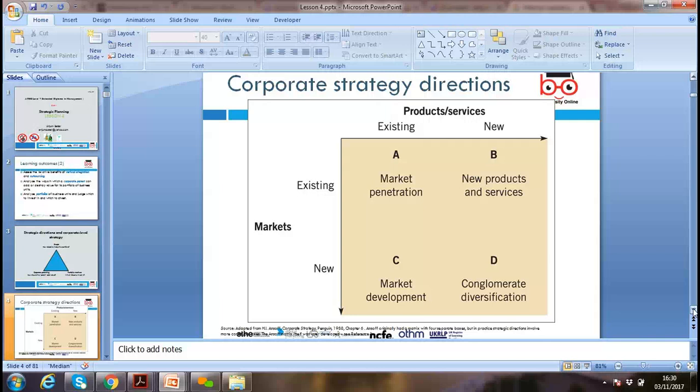Then with a new product, we can launch something like electric cars. Electric cars could be a new product in the existing market. Then we can look at diversification: new products that are totally different, into a new market. So new product into the new market. That could happen as well.